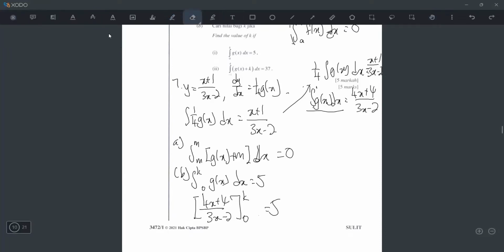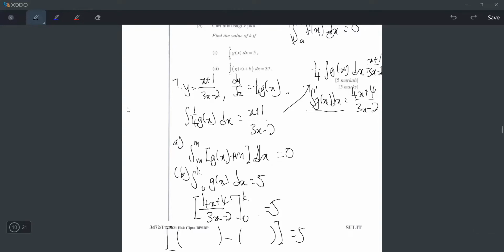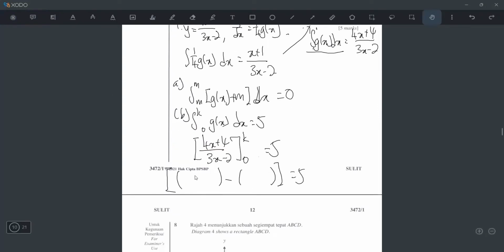Yeah, just like this. And then now what you can do is you put a big bracket, you open one bracket, and then you open another bracket equals to 5. And then in the middle is minus. Because you have to substitute, this bracket is for you to substitute k, this bracket is for you to substitute 0. Okay, when you substitute k, you'll get 4k plus 4 over 3k minus 2. When you substitute 0, 0 times 4 is 0, 0 plus 4 is 4. And when you substitute 0 here, 0 times 3 is 0, minus 2 is negative 2.